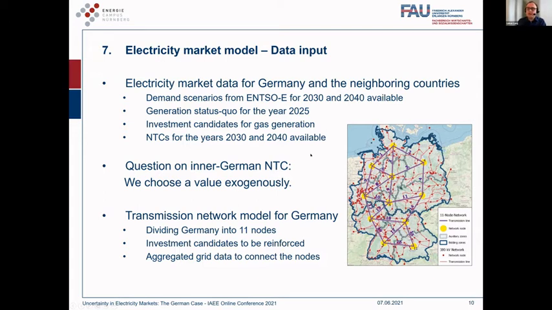Okay, so on this right-hand side, you can see this German price zone, but you can also see this dark blue line in the middle. This would be the potential price zone split. And if you consider two price zones, you would have the question about the inner-German NTC, so the trade value which can be traded between the northern price zone and the southern price zone. For this application, we have chosen a value exogenously, which would be, I think, 3000 megawatt, but I would have to look this up. And we're using 11 nodes for Germany, like the yellow dots you can see here. These are connected by aggregated lines, and all these lines can be reinforced with a candidate, also multiple times. So exactly, this is where we're looking at the line investment in the transmission system.